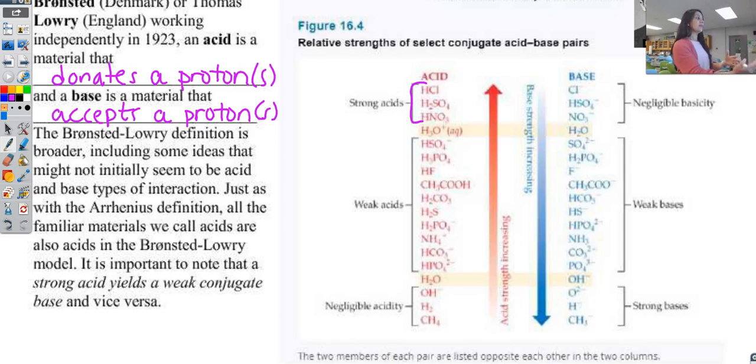If we go down the list, we're going to see that if we have a weak acid, for example, let's look at something like carbonic acid or hydrosulfuric acid, ammonia, something like that, then we look at the other side. So if you have a weak acid, it might end up yielding a weak base, but at the very bottom, we have our strong bases that are going to be negligible acids. In other words, very, very weak acids, okay? So it's good to know that whenever you have a strong acid, you're going to get a weak conjugate base, or the other way around.